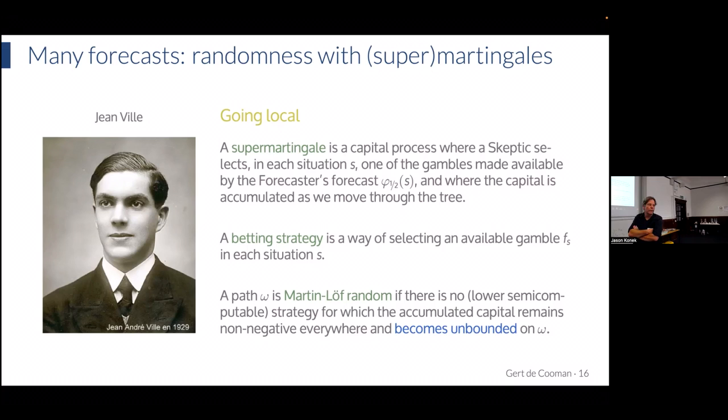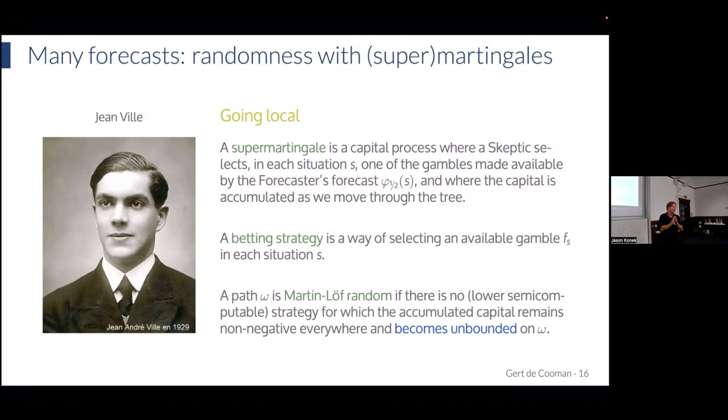Just confused. So the betting strategy selects the gambles. In what sense do you approximate the strategy? You approximate the supermartingale that corresponds to it. You have a strategy selecting the gambles, and you have a supermartingale that corresponds to it, and that supermartingale must be lower semi-computable. So there must be some way of computing these things.